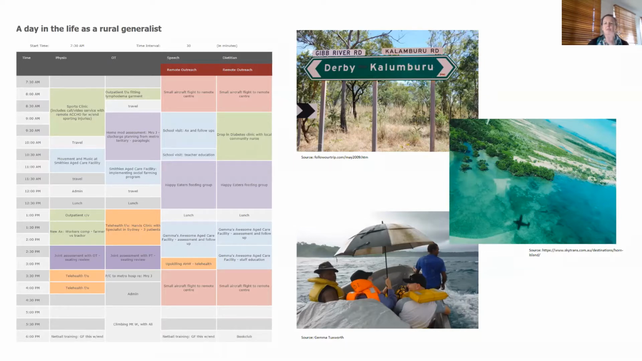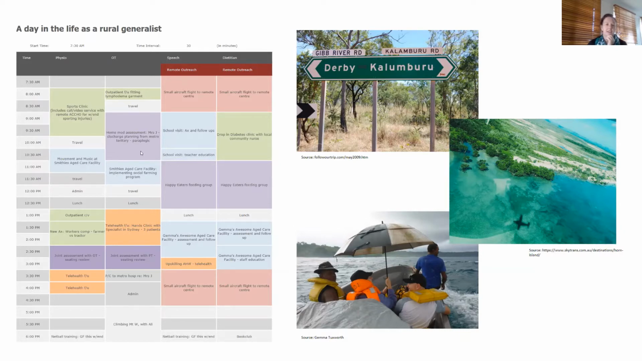So you can see, when we think back to that definition of rural generalists, looking at this calendar, we've got clinic work, school visits, multidisciplinary work, home visits, work visits, and of course the speech pathologist and dietitian are going on some rural and remote outreach there too.